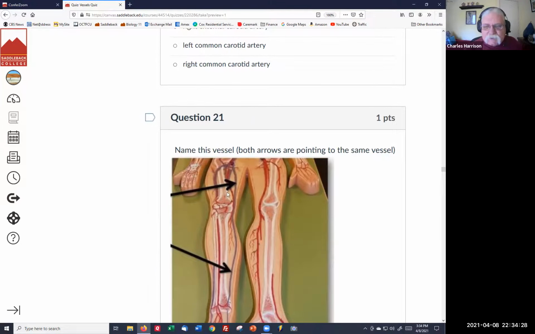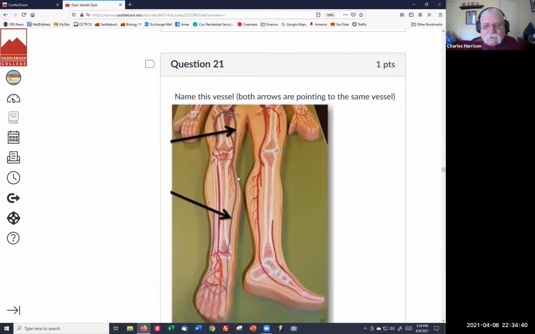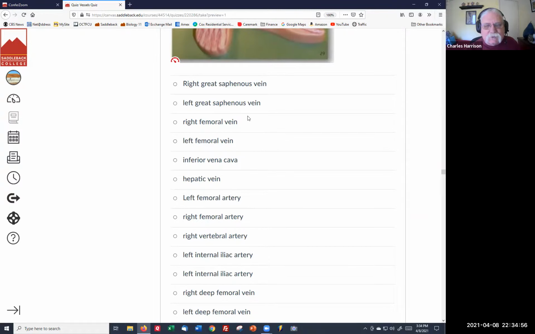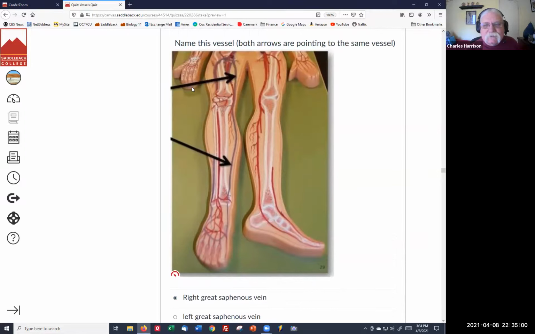Name the vessel. Both arrows are pointing to the same vessel. This one here that we have is the popliteal on the right. No, I'm sorry, it's the great saphenous. It's the very first one. The popliteal runs behind the knee. Notice how this foot is facing forward and this one is abducted to the left. Behind the knee is the popliteal. Medial to the knee is the great saphenous.